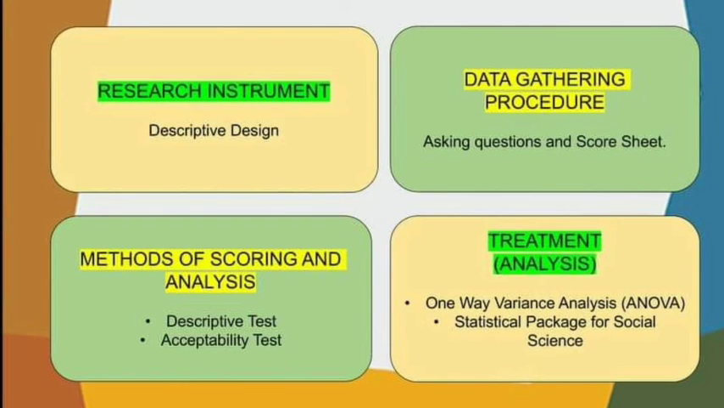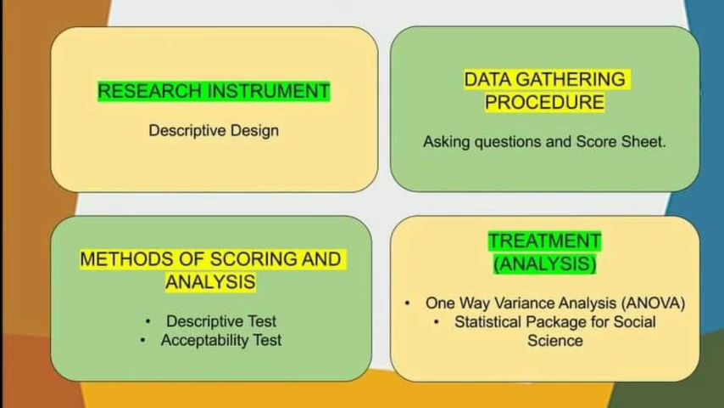Next, we have the data gathering procedure. Here we have asking questions and scoring sheets. So we use the survey method by asking the respondents a few questions regarding the product, which is the vegetable nuggets and the spicy mango puree, and provided them with scoring sheets for them to answer based on the respondents' responses towards the product.